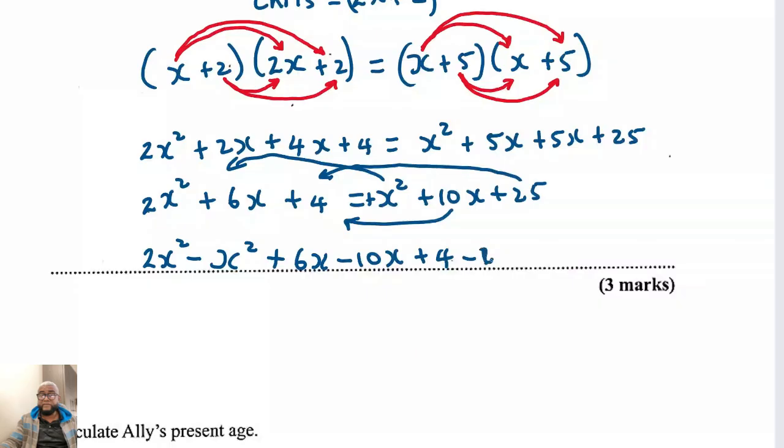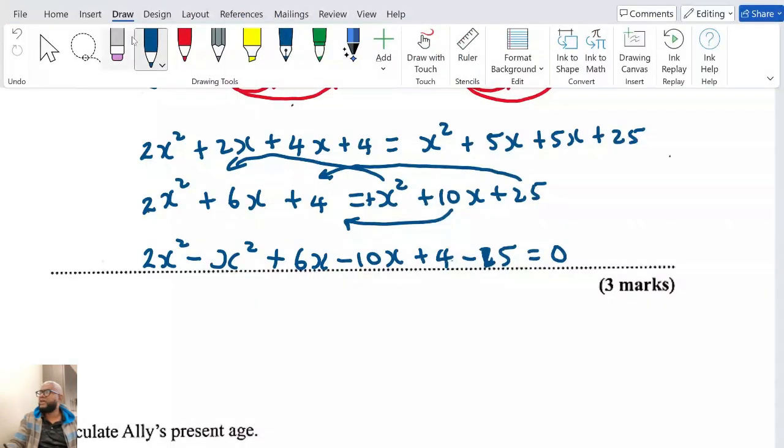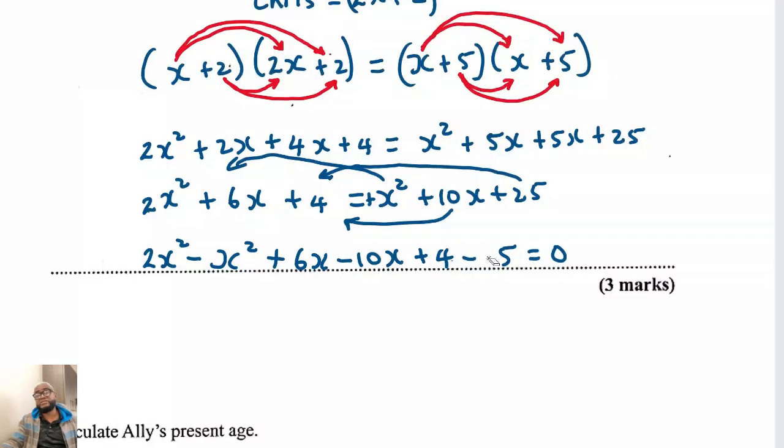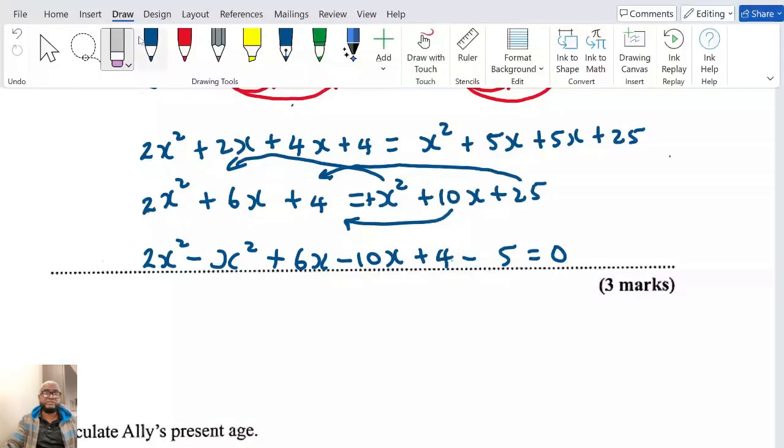Minus 25. Excellent. Not plus 25. And what would remain on the right-hand side? 0. You understanding this? You sure? I find you looking lost. All right, let's go.